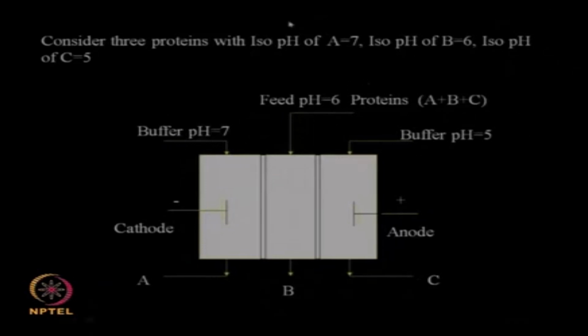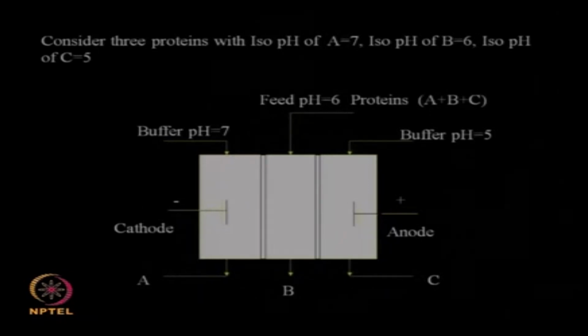Okay. Now consider a very simple system. I have 3 proteins, and protein A has an isoelectric pH of 7, protein B has an isoelectric pH of 6, and protein C has an isoelectric pH of 5. So this is 5, and B has 6 and A has 7. Imagine I have a mixture of all these 3 proteins, and I am feeding at a pH of 6. So this protein B will not have any charge, that means it will be neutral at this particular pH, whereas the other 2 proteins of course will have charge because they are not at the isoelectric point.